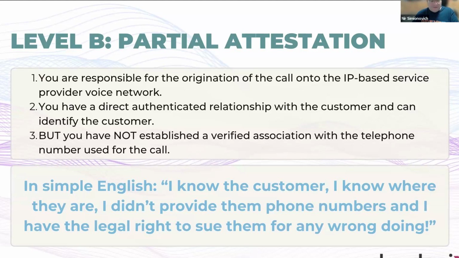Or in simple English, I know the customer, I know where they are. I didn't provide them that phone number, so I can't attest at level A, but I do have the legal right to sue them for any wrongdoing. So I will attest saying level B. I will attest to basically saying, yeah, these are cool guys. It's kind of like in the old mafia movies: he's a good fella. Yeah, got him.